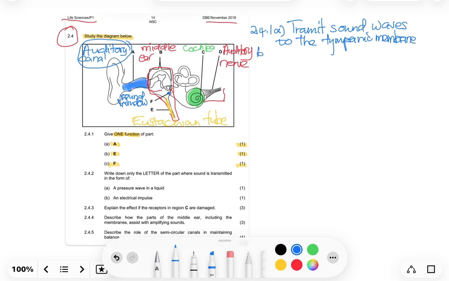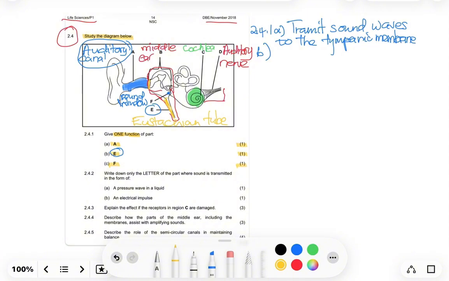Okay, then part B is asking for one function of E. Right, we go back to our diagram. E is this part, and we called it the eustachian tube. And the function of the eustachian tube is to equalize pressure on either side of the tympanic membrane. And the tympanic membrane is this one.